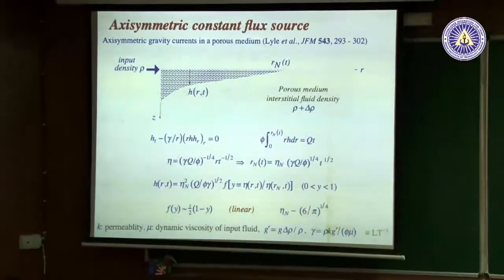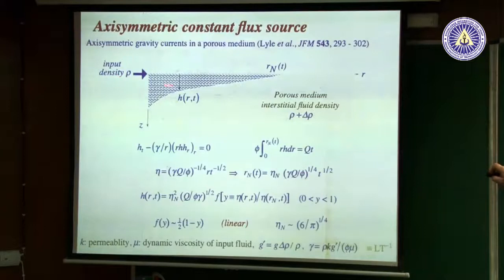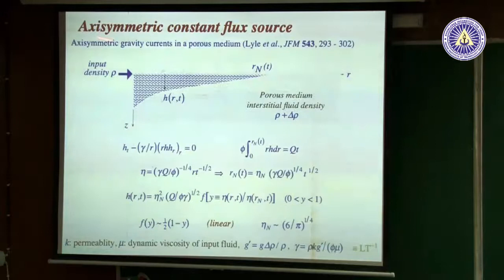We knew about Sleipner, and we said, what happens if we have an input of smaller density than the interstitial fluid density in the porous medium, and it's all axisymmetric, and we want to calculate how the radius varies with time due to the constant flux of, say, a million tons a year of this relatively light fluid.